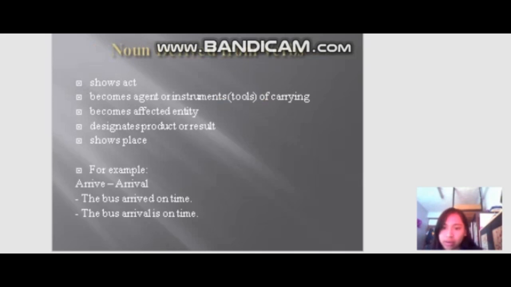Next, nouns derived from verbs. Nouns derived from verbs are verbs that can represent some actions or be used as a predicate. This predication becomes a term that shows act, agent or instrument, affected entity, designed product or result, and place. So for example, arrive, arrival.